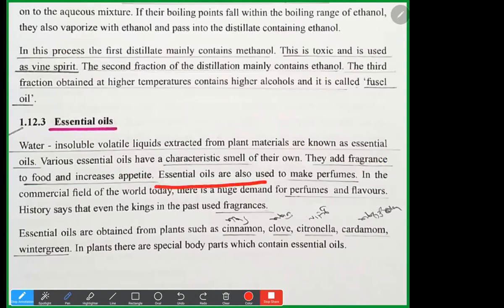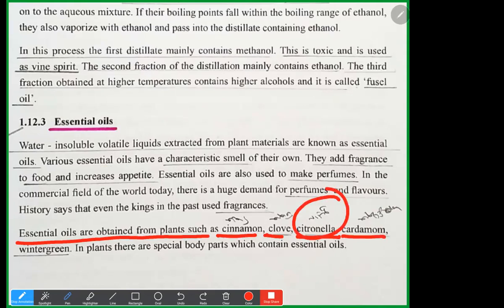Essential oils are also used to make perfumes. In the commercial field of the world today, there is a huge demand for perfumes and flavors. History says that even kings were using it. Essential oils are obtained from plants such as cinnamon, clove, citronella, and cardamom.